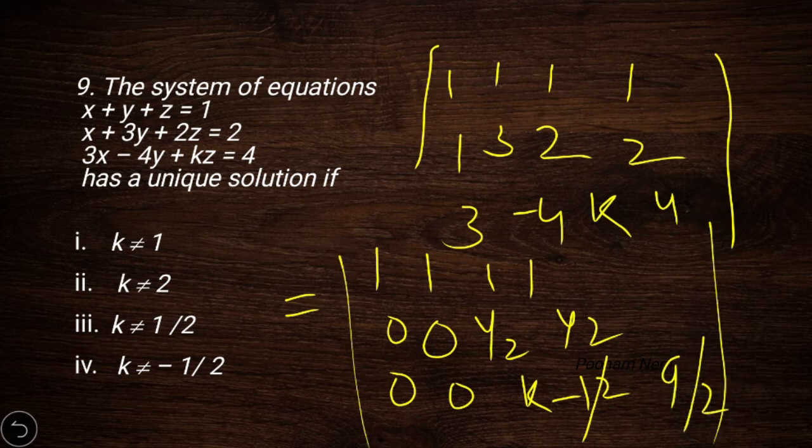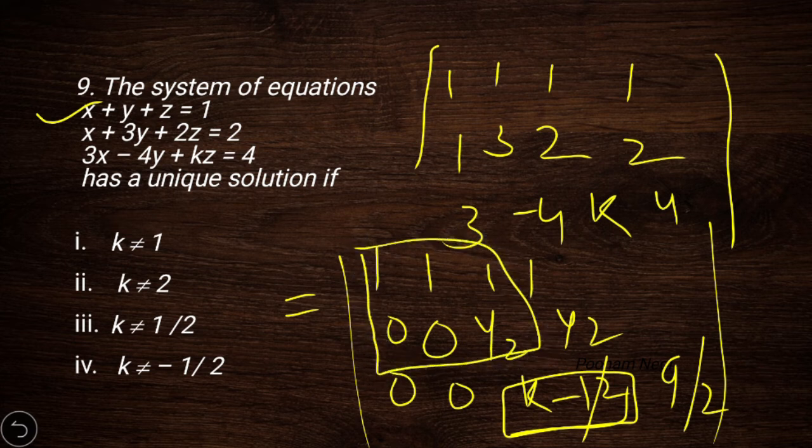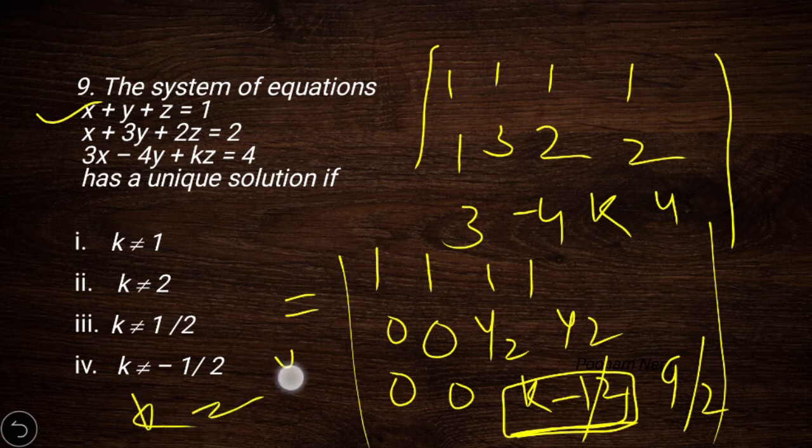This is our matrix. As we know, for a unique solution, the rank of this matrix should equal the number of unknowns, and the number of unknowns is 3. If this first thing becomes 0, then the rank of matrix A will be equal to 2. That's why we can't have a unique solution. That means we can't afford to have this k minus half as a 0 value. That's why the unique solution will exist only if k is not equal to 1 by 2.